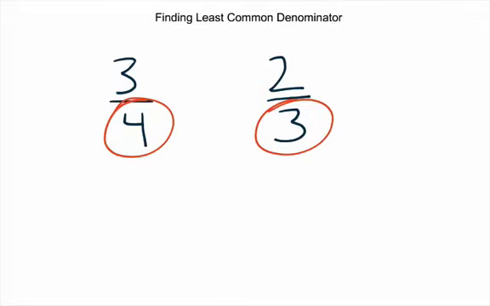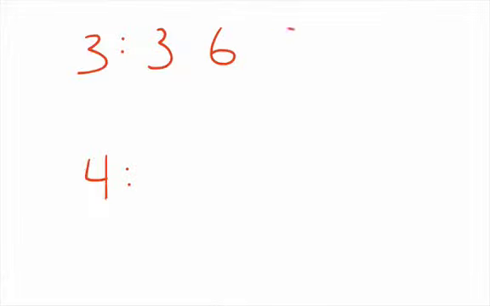First thing you need to do is to make a list of multiples for each. So we've got 3 and we've got 4. So we will make a list of multiples for both 3 and 4. Go ahead and do that now. 3 times 1 is 3. 3 times 2 is 6. 3 times 3 is 9. 3 times 4 is 12.